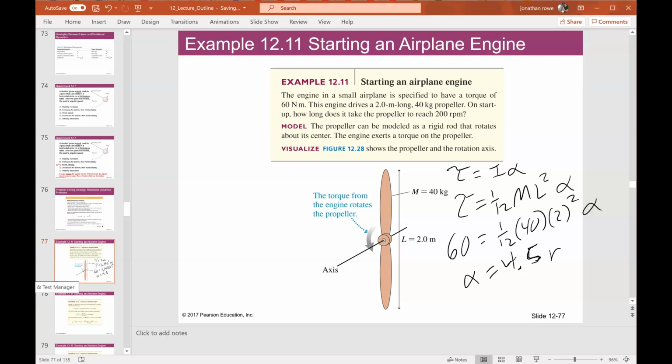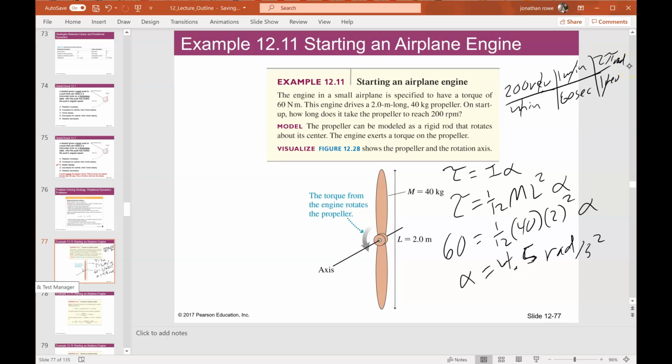What are the units for alpha? Radians per second squared. It wants to know how long it takes the propeller to reach 200 RPM. Well, that's a velocity. That's an omega, but it's in revolutions per minute. So let's do that calculation real quick. 200 revolutions per minute, 1 minute is 60 seconds, and 1 revolution is 2 pi radians. So that gets us to radians. That is 20.94 radians per second.